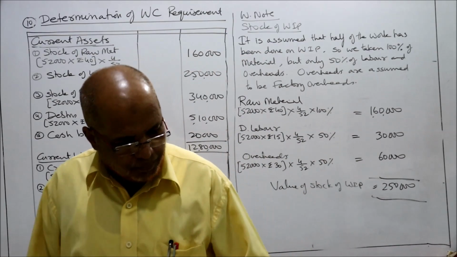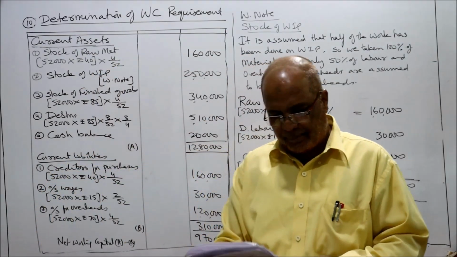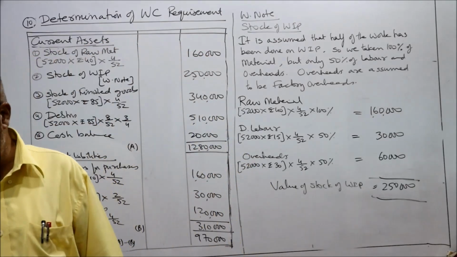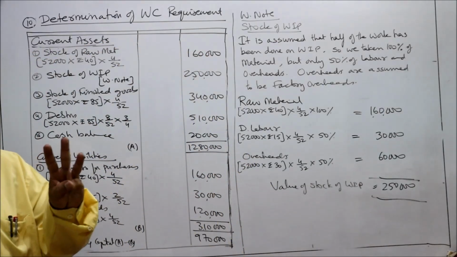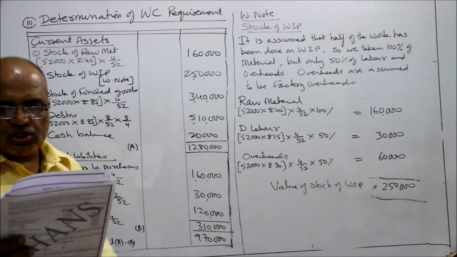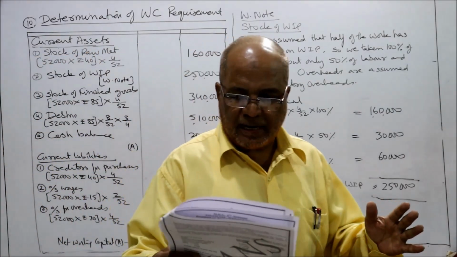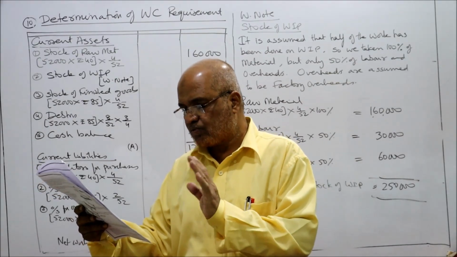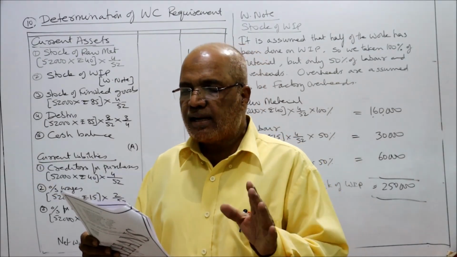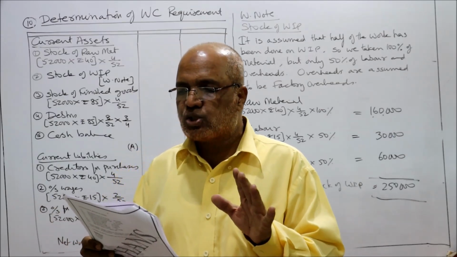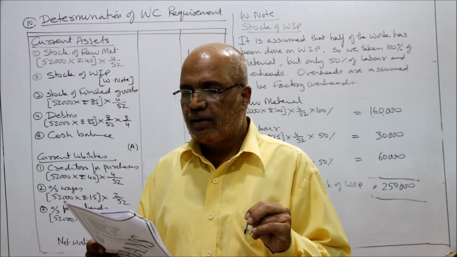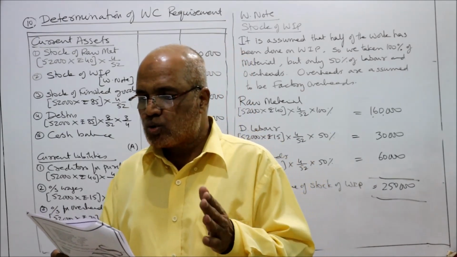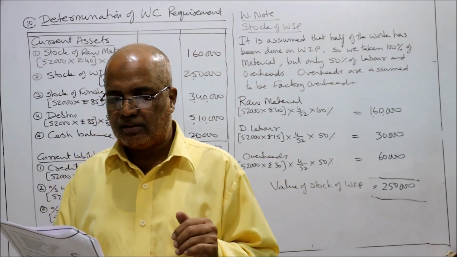Come on, see the next problem. Problem number 11. The management of G Limited has called for a statement showing the working capital needed to finance a level of activity of 3 lakh units of output. The cost structure for the company's product for the above mentioned activity level is detailed. Raw material 20, direct labor 5, overhead 15, total cost 40. Past trend indicates that raw material is held in stock on an average 2 months. Work in progress will approximate to half month production. Finished goods to remain in warehouse on an average for a month.